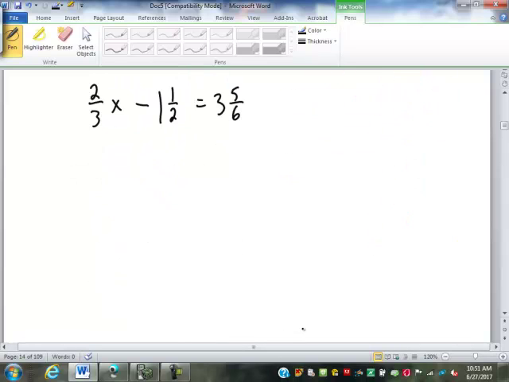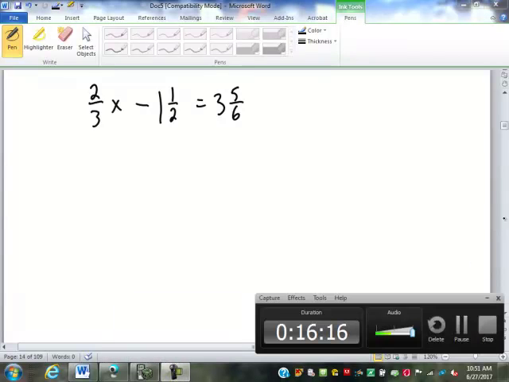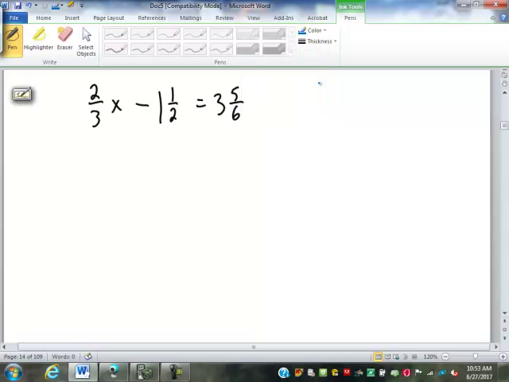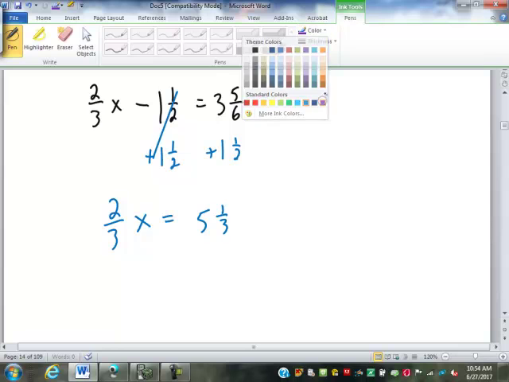I'm going to have you try this one in your notes. It just combines a couple of steps. I want to see how you can do with it. What do we do first? Add the 1.5. So that's gone. We've got 2/3 x here. 3 and 5/6 plus 1.5 is 5 and 1/3, correct? Yes. Perfect. What's next?